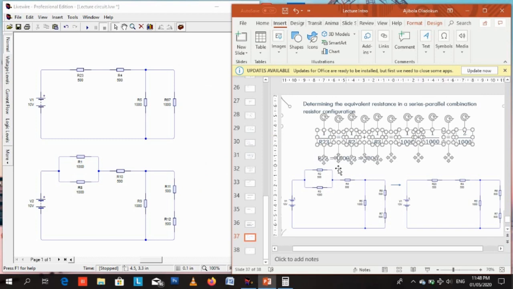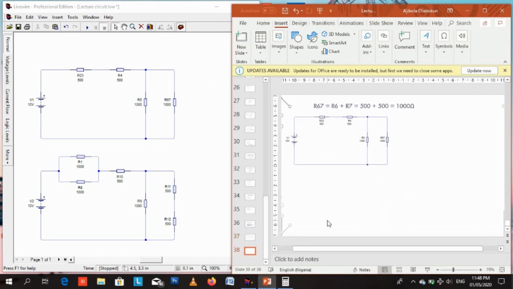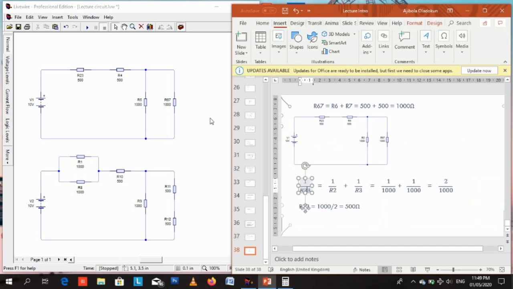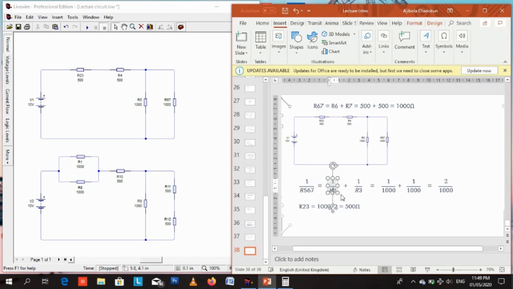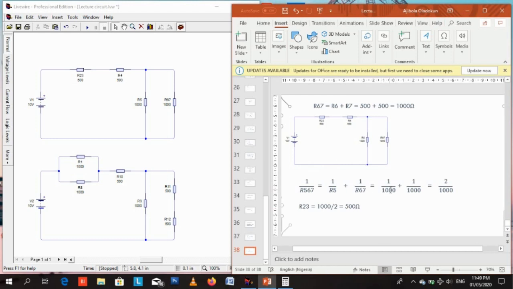Let's copy this because we still need it again, and paste. Now R5 and R67 are in parallel. You see that these two resistors are in parallel. So their total resistance will be R567. R5 and R67 are in parallel, so to find our total resistance, it will be 1 over R5 plus 1 over R67. R67 was what we got earlier after adding the two series resistors together. So these two are in parallel now.